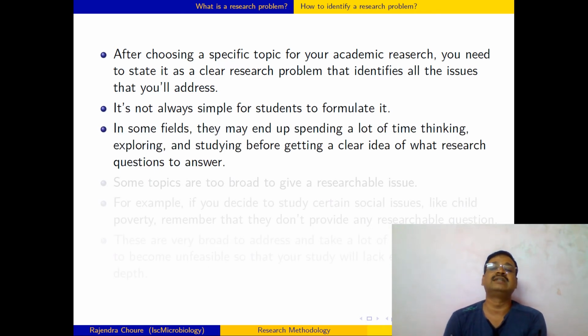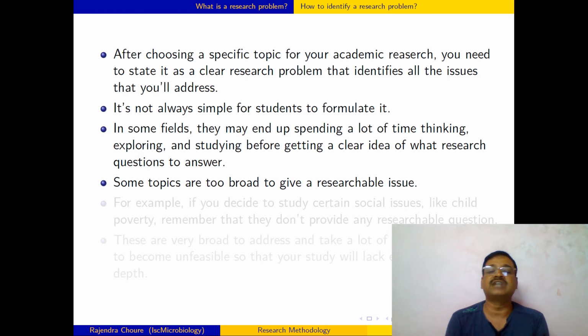In some fields, students may end up spending a lot of time in the thinking that is required, but it shall not be years. Your exploration of the research problem, your studying for the research problem to get a clear idea, shall not go on forever, shall be limited to a defined period of time.